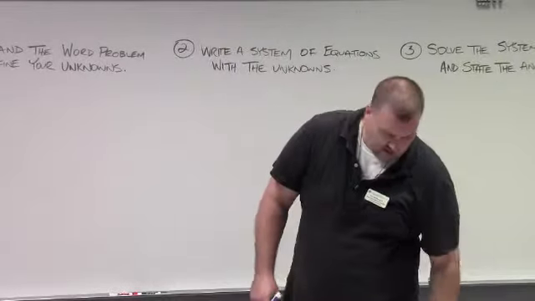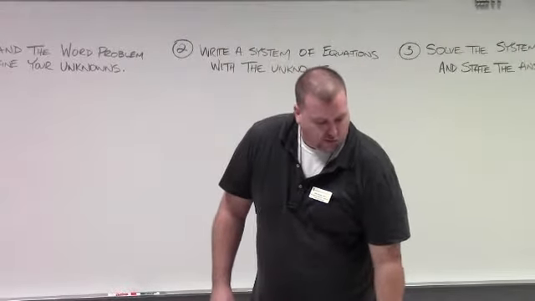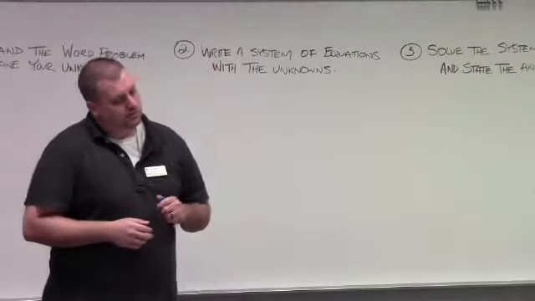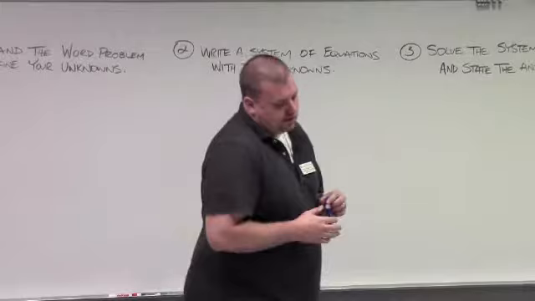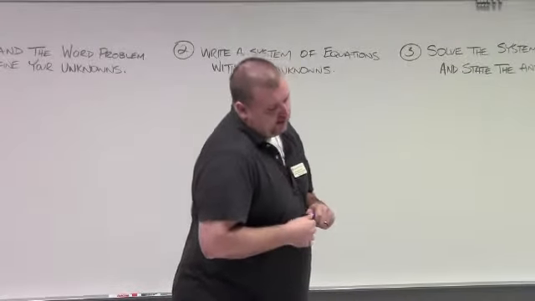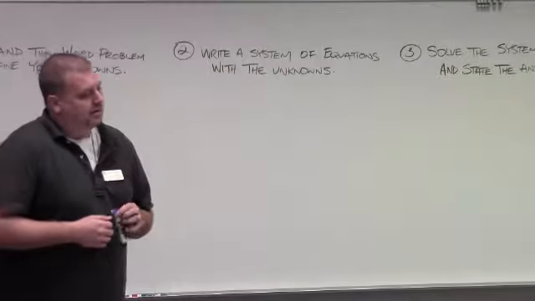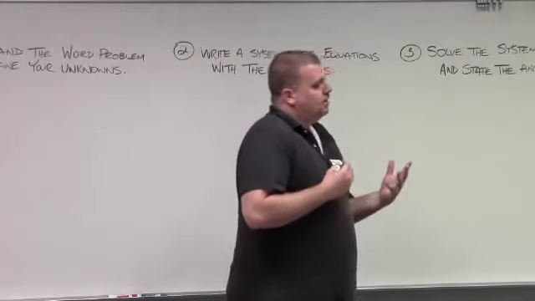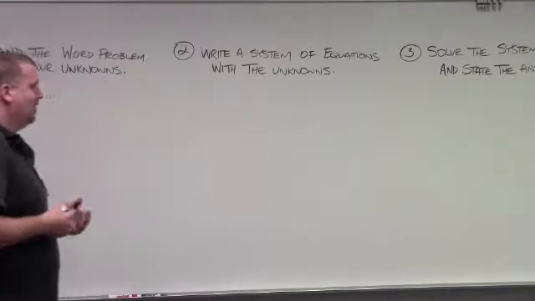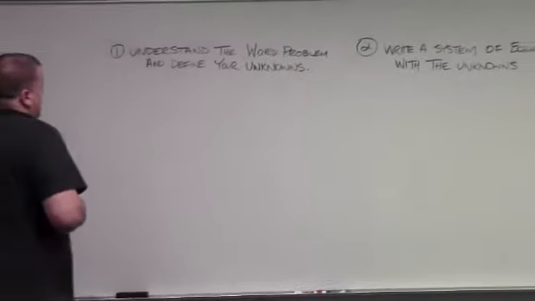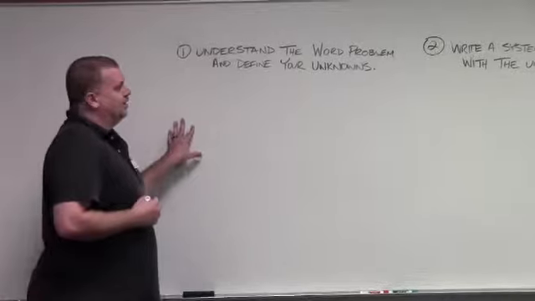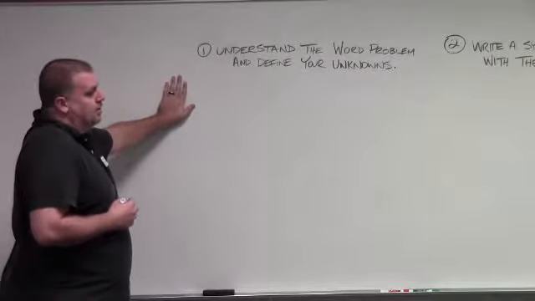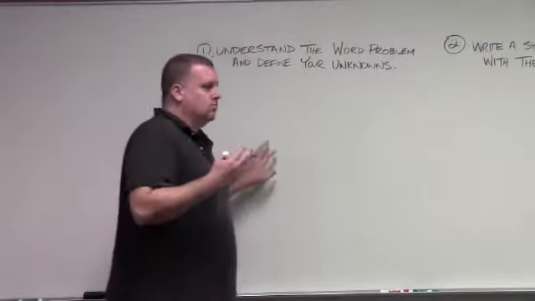So the first word problem we have is: the sum of 2 numbers is 102. If 3 times the smaller number is subtracted from twice the larger number, the result is 49. Find the 2 numbers. So we have a problem that we really need to translate. It's like translating to another language, basically, because that's what math is. So we want to understand the word problem and define our unknowns. So what are the 2 things we don't know in this problem?